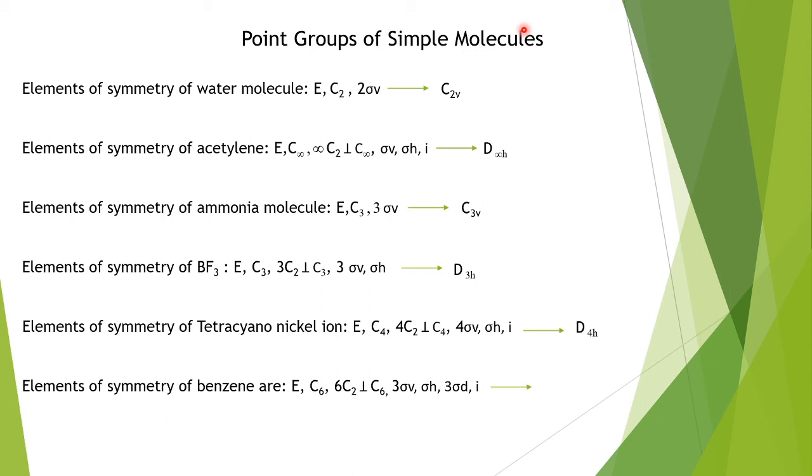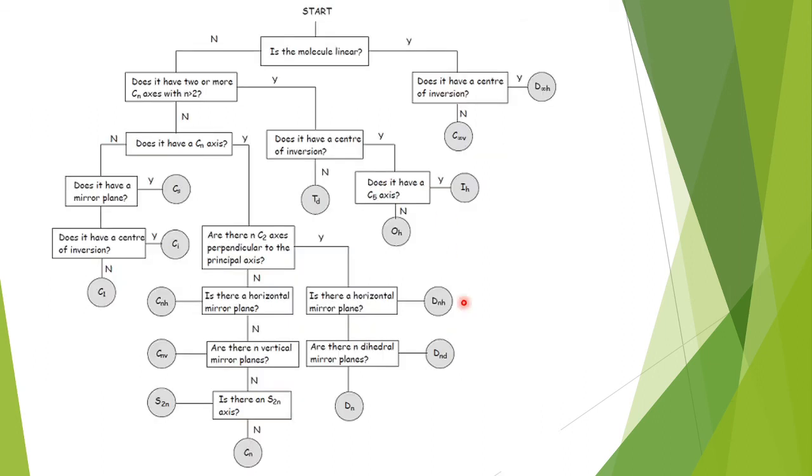Here, coming back to this slide, now you can see, I want to just show you how we have got that D infinity H, and how we have got that Dn H. So first we have checked if the molecule is linear. In the case of acetylene, it was linear. Then we have checked if it has a center of inversion. It has a center of inversion, and hence the molecule belongs to D infinity H.